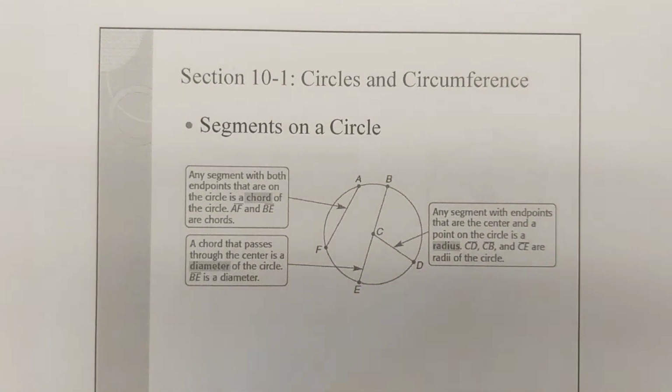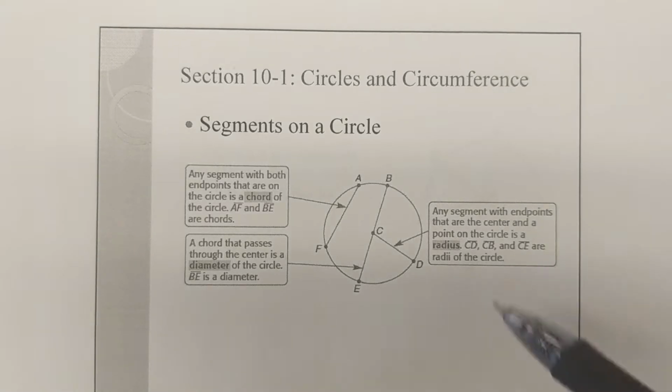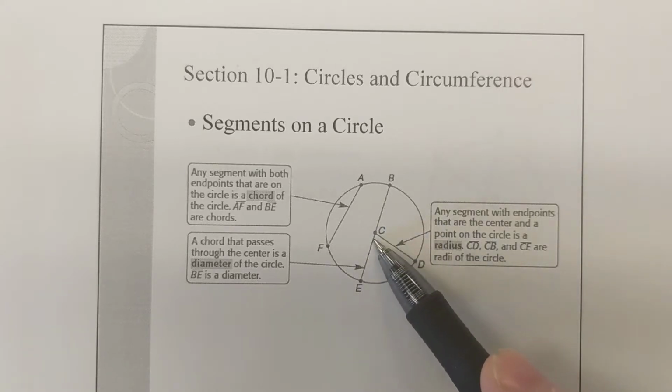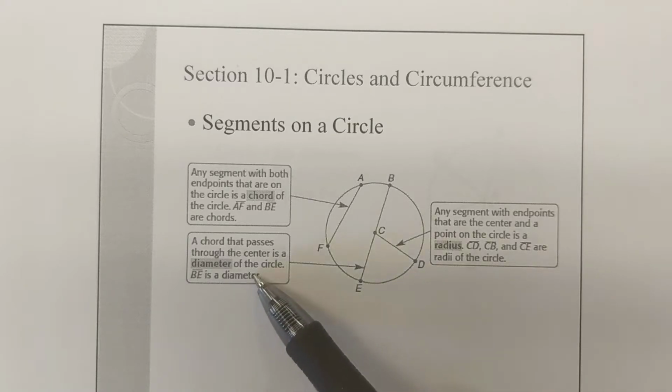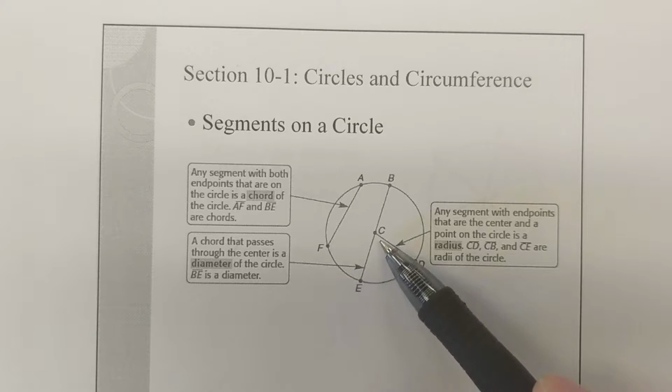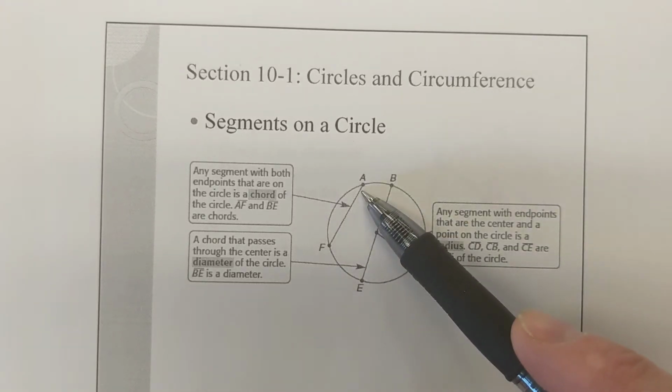So here we have segments that are on a circle. Hopefully you're familiar with at least two of these, namely the radius. The radius runs from the center of the circle to the edge. So in this circle, there are three radii, CB, CD, and CE. You also have the diameter, which is running edge to edge, so B to E, and passes through the center C. Now the other one you may not be familiar with is the chord.